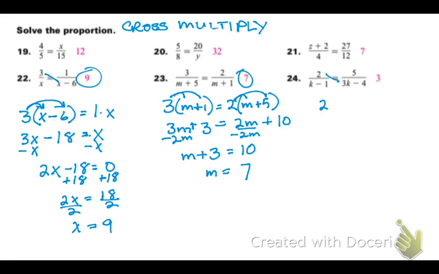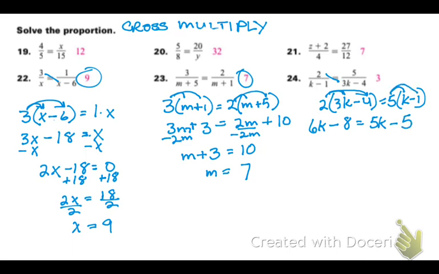So we got 2 times 3k minus 4 is equal to 5 times k minus 1. We distribute. 2 times 3k is 6k, a minus sign in the middle, 2 times 4 is 8. 5 times k is 5k, minus in the middle, 5 times 1 is 5.